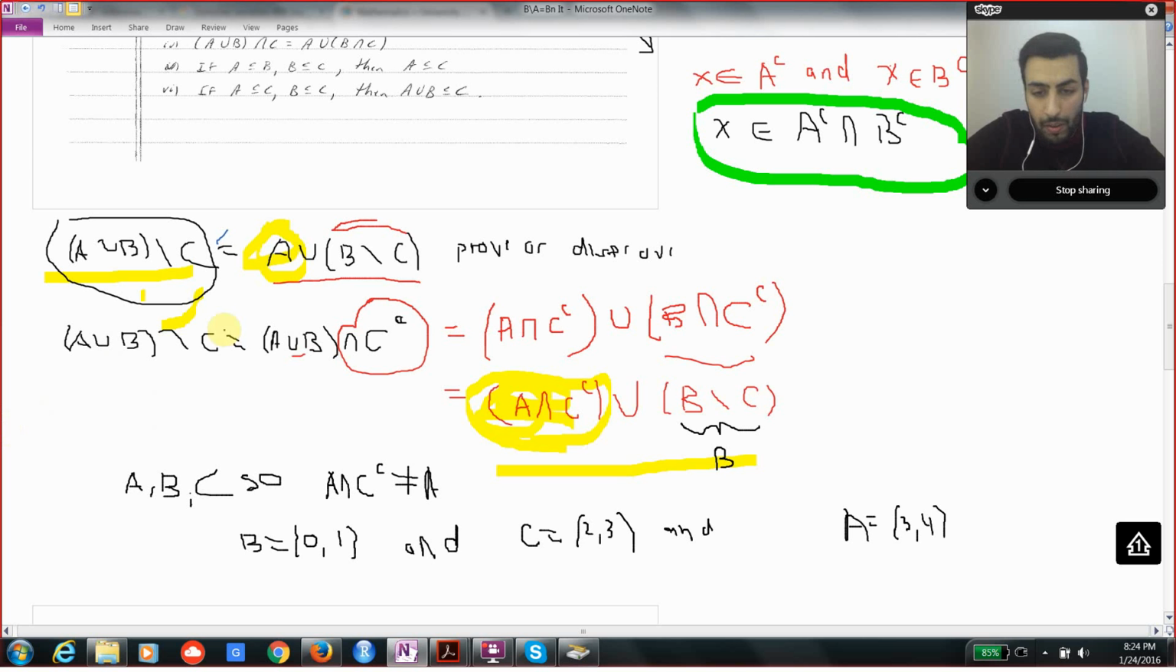Exactly. Really all I have to do is make sure that these two are not equal. That's all I need to do. In other words, I need to have one person in C complement that's not in A.